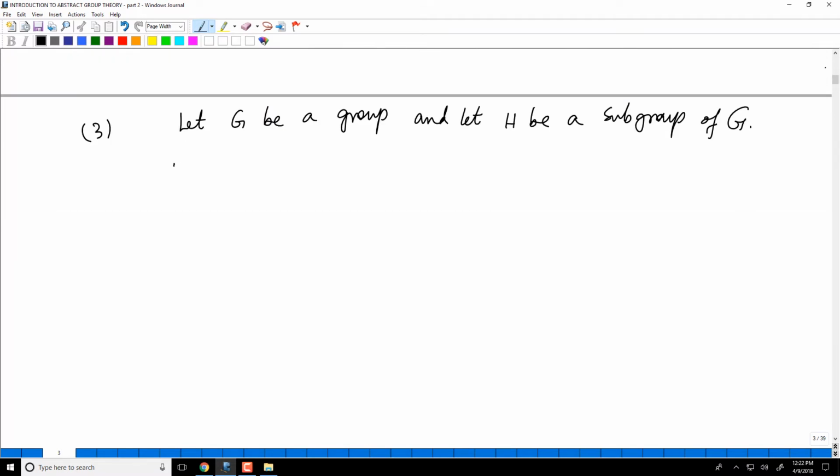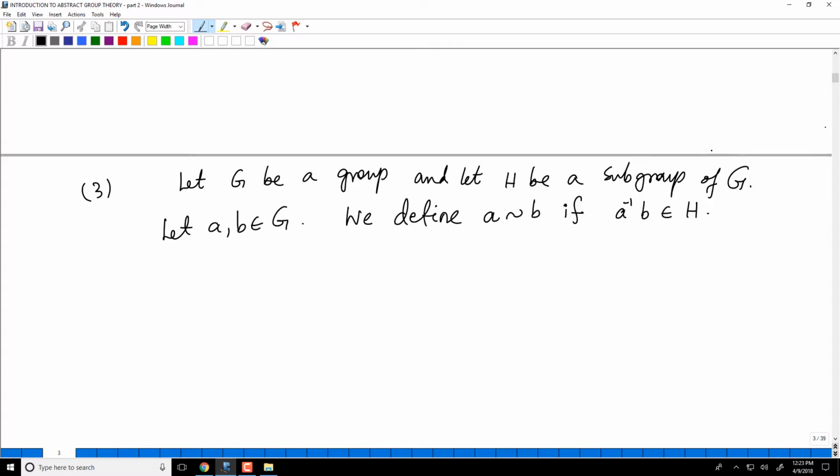So I define A is related to B. Let me start like this. Let A and B be two elements of G. We define that A is related to B if, let's say, A inverse B is in H. So actually I forget something here.